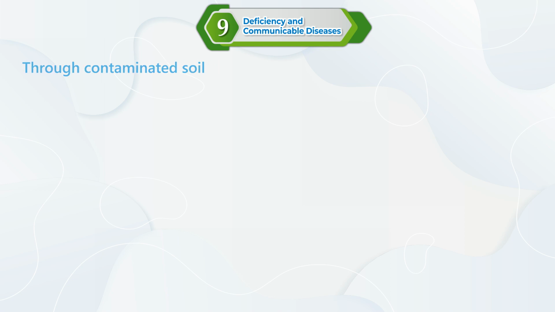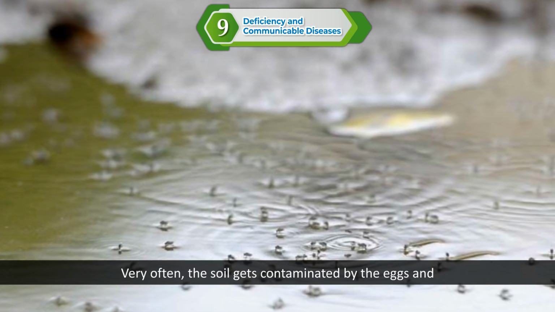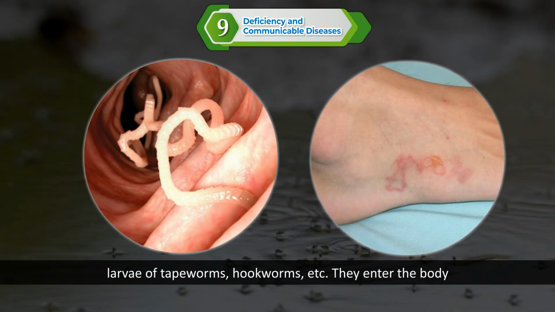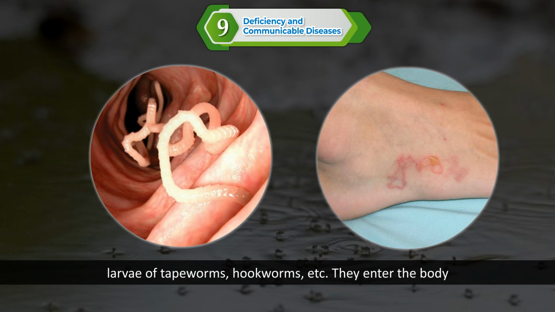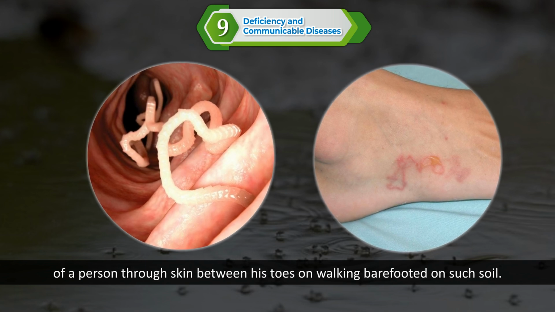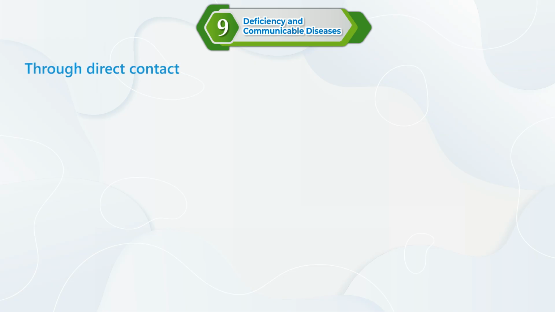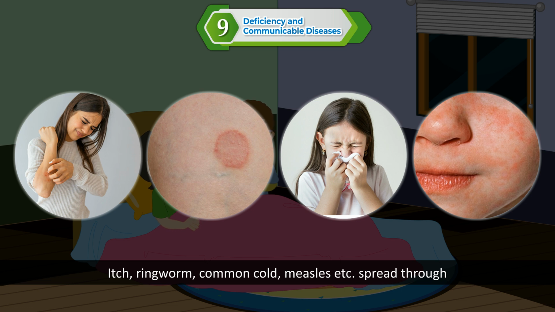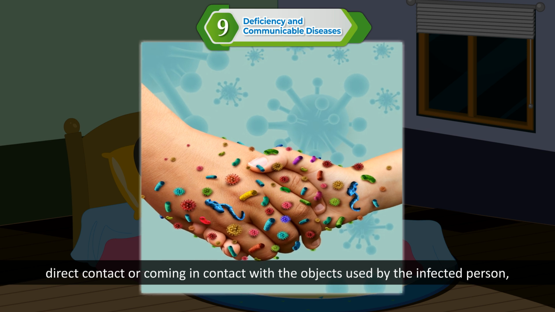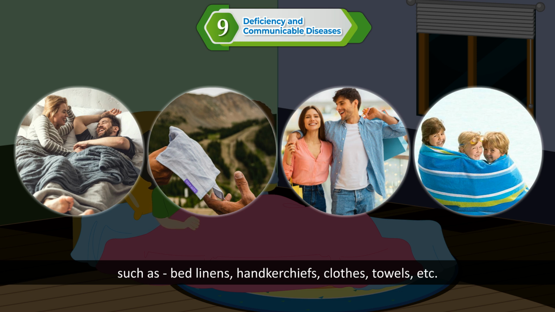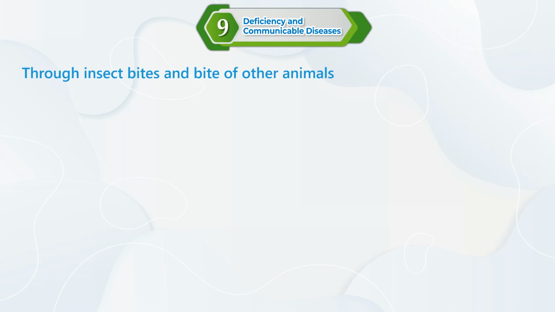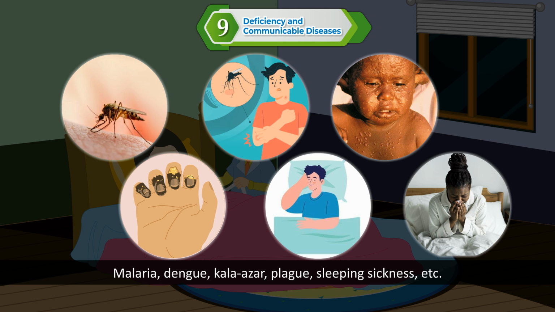Through contaminated soil. Very often, the soil gets contaminated by the eggs and larvae of tapeworms, hookworms, etc. They enter the body of a person through the skin between his toes on walking barefooted on such soil. Through direct contact. Itch, ringworm, common cold, measles, etc. spread through direct contact or coming in contact with the objects used by the infected person, such as bed linens, handkerchiefs, clothes, towels, etc.